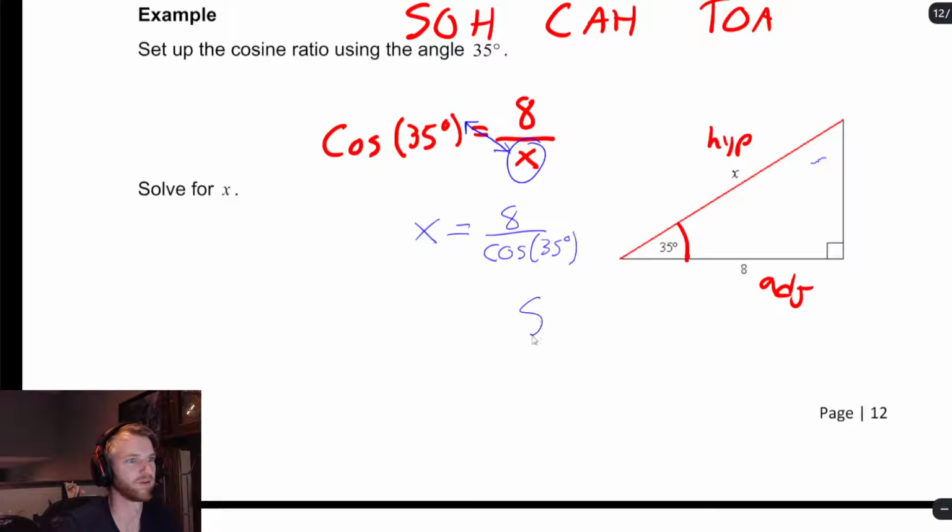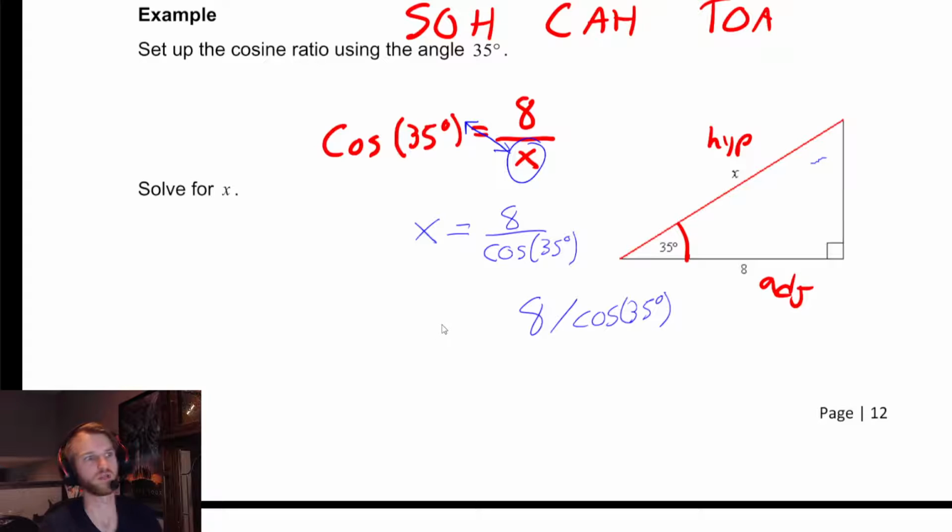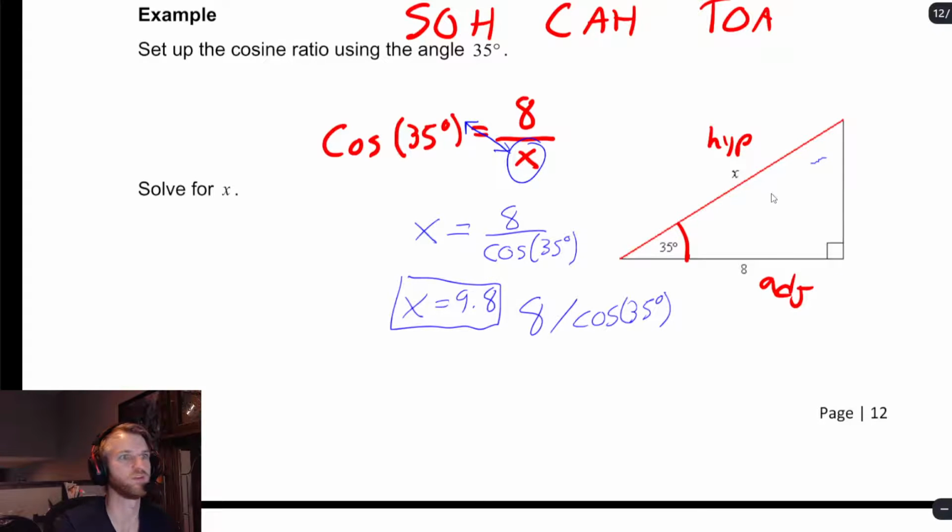In your calculator, you're going to write 8, then divide it by, so it'll look like a slash, and then cos 35 degrees. Make sure you're in degree mode. If you've set your calculator recently, it won't change back to radian mode. It's just if your calculator gets reset. This is what it's going to look like in your calculator, and that will give you x is equal to 9.76, which I'm just going to round up to 9.8. So that is the length of this side here, 9.8.